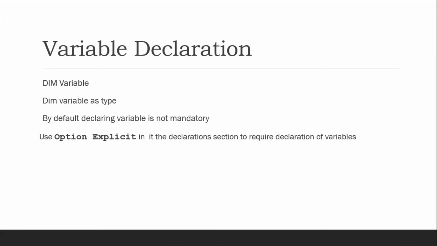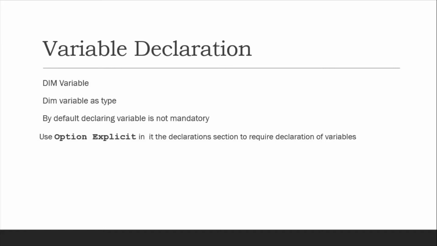Let me tell you that by default, declaring a variable is not mandatory, which means whenever a new word comes, the computer will understand it is a variable and it will assign a default value. For an integer, the default value is 0. Now what happens with this type of thing? Sometimes there's a mistake. What type of mistakes, we will discuss in this video tutorial.